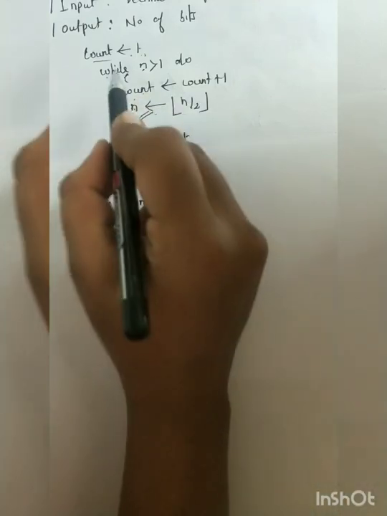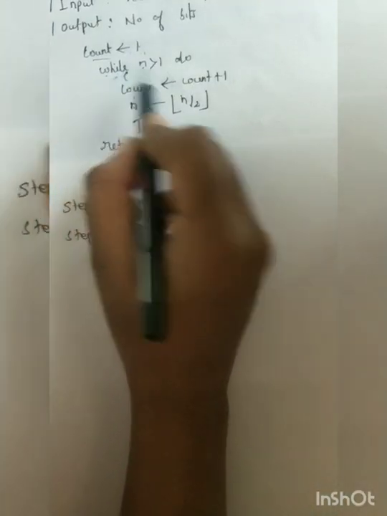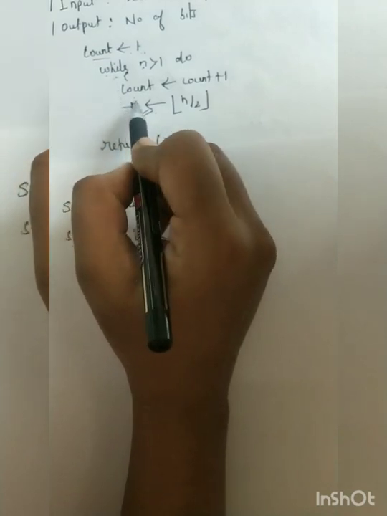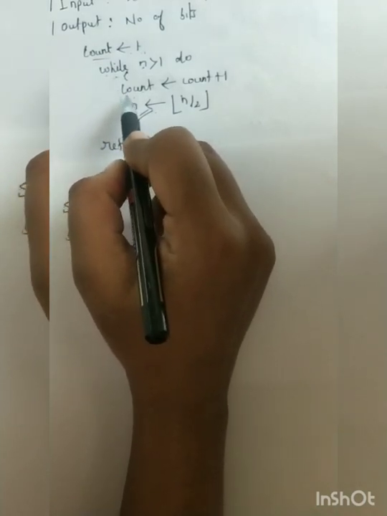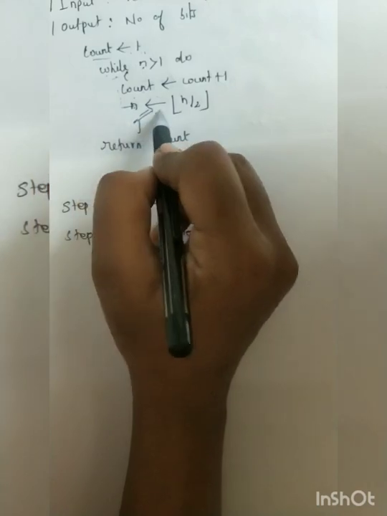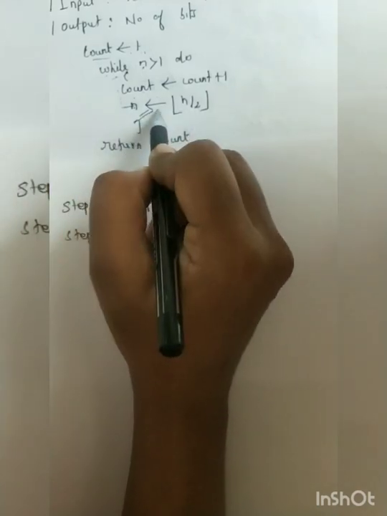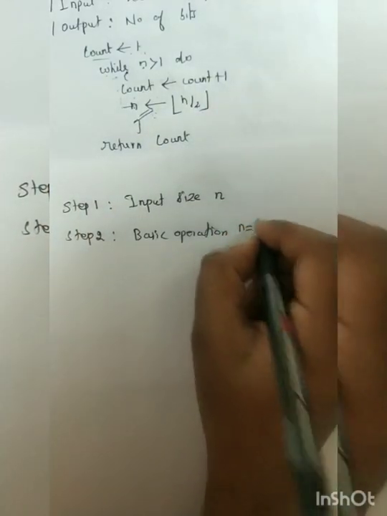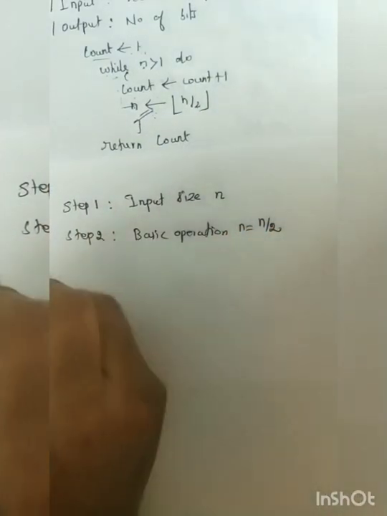In this algorithm, you have only one while loop. Inside that, you have 2 statements. Here the operation that makes the loop iterate is n is equal to n by 2. With this statement, you can do the iteration. So this is the basic operation, n is equal to n by 2. Okay, step 3.